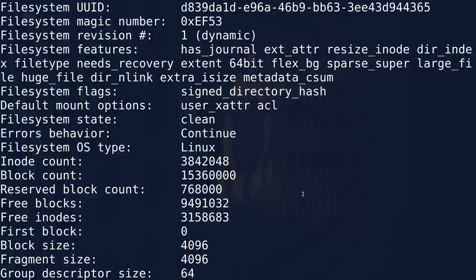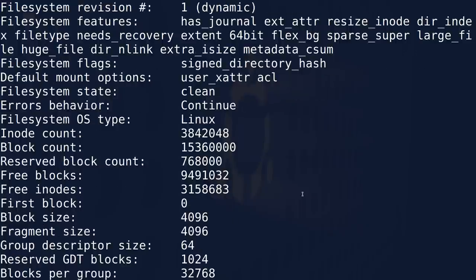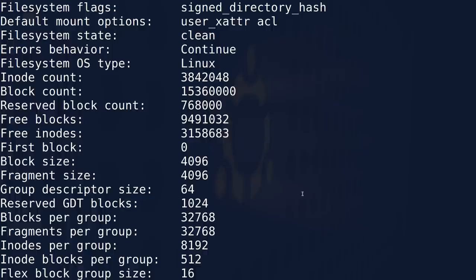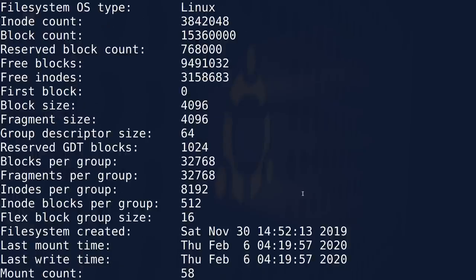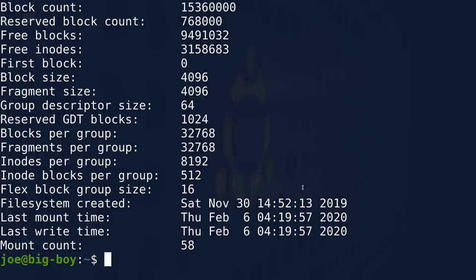And it said that the last known state of this file system, even though it's running this computer right now, is considered to be clean. And it says that the OS type is Linux, and that the error behavior is just continue, even if you have an error, don't shut down. So yeah, a lot of this is humanly readable information that you can actually understand.